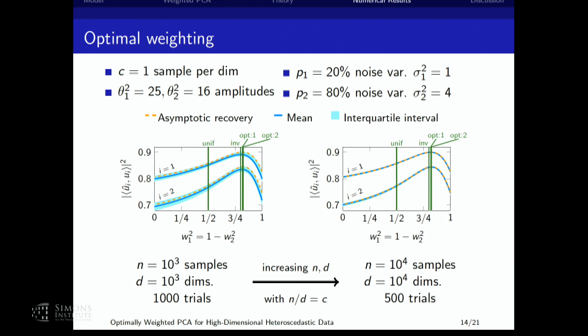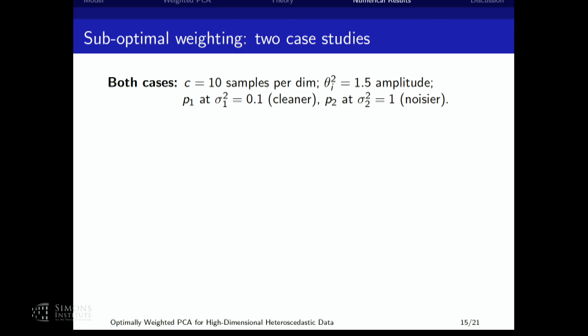Okay, so if we look back at our example one more time and now plot these optimal weights on the curve, we see two different green lines, one for each of the two components. And in this case, they're not exactly the same as, but very, very close to the inverse noise variance weights. Okay.